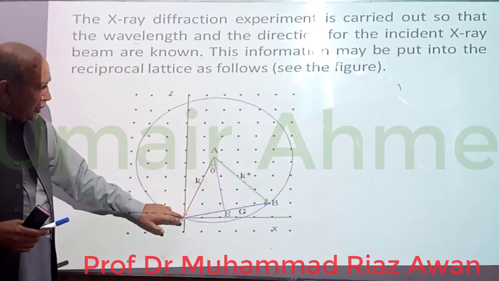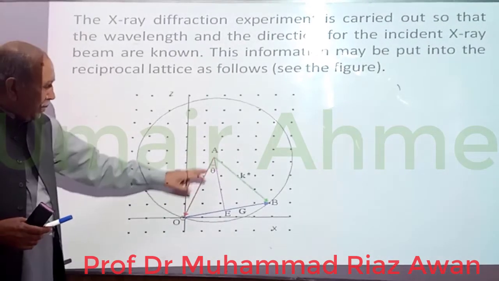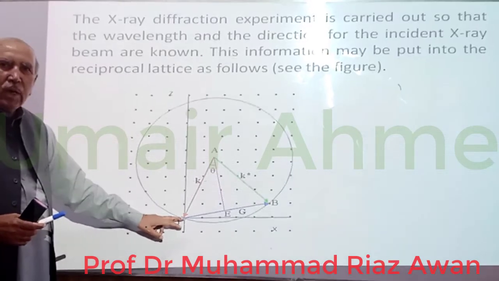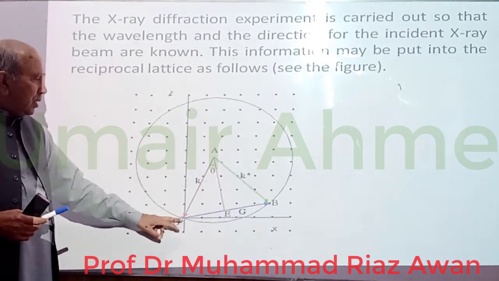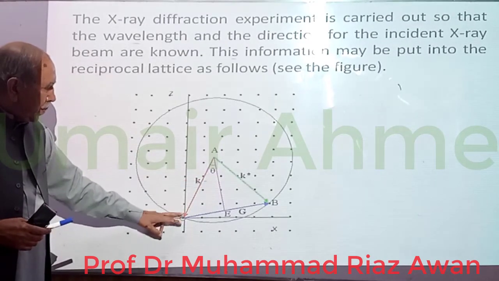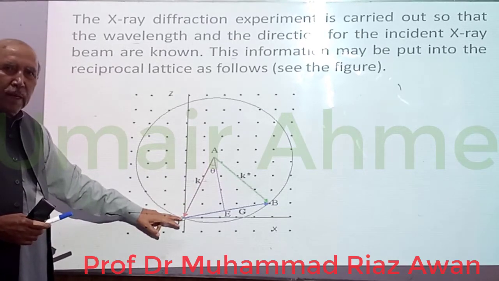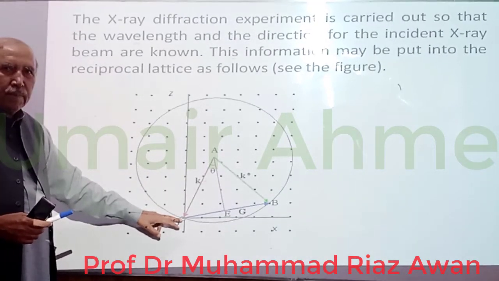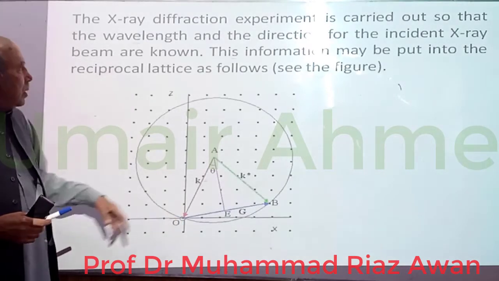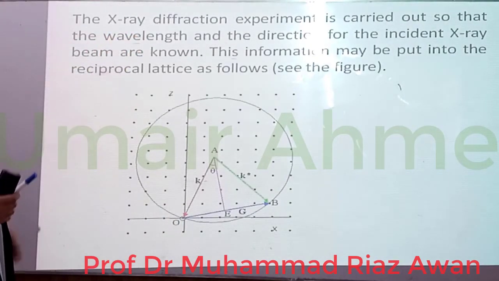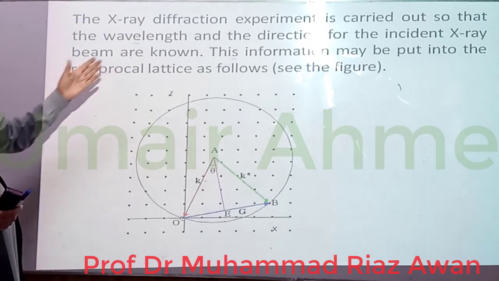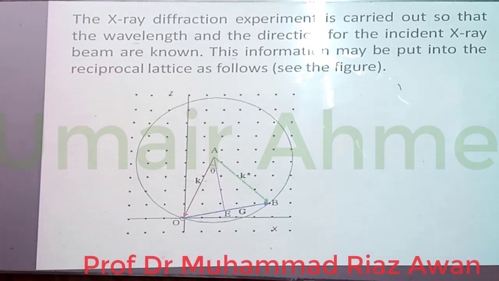This is the distance in the reciprocal space. And it is terminating at a reciprocal lattice point. Okay? Incident radiation with a particular wavelength corresponding to K and terminating at a lattice point here. Right? Now, the X-ray diffraction experiment is carried out so that the wavelength and the direction for the incident X-ray beam are known. This information can be put into the reciprocal lattice as follows.